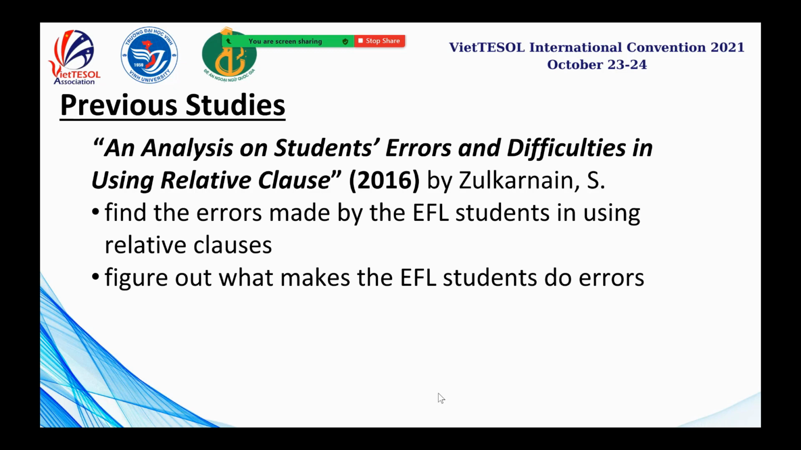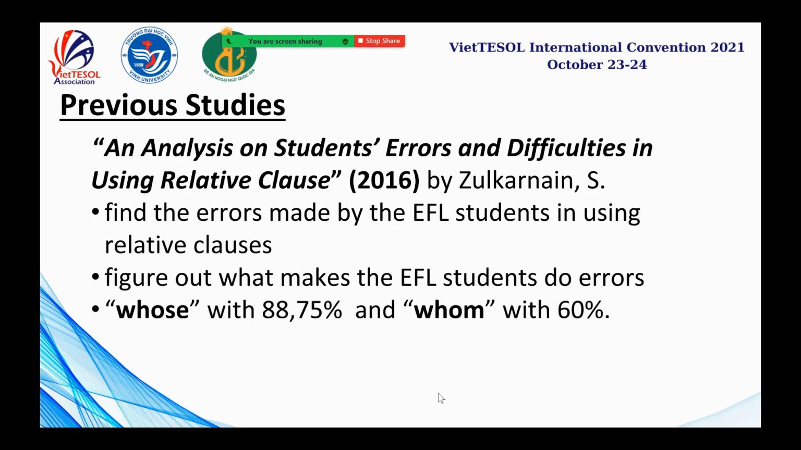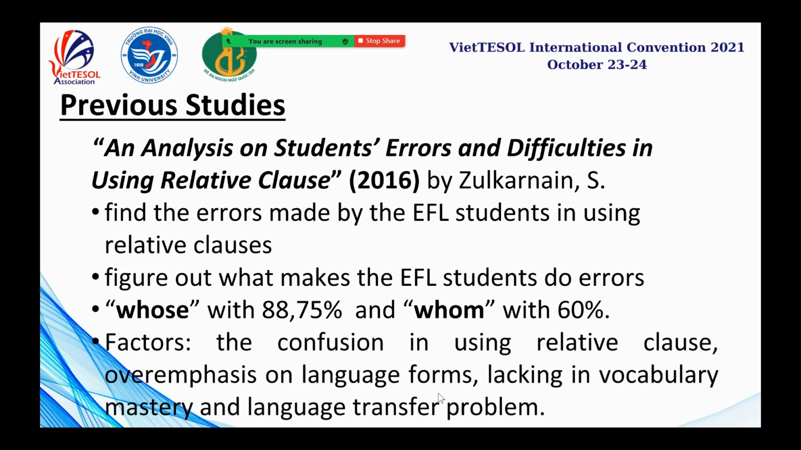He applied the descriptive research design and used simple random sampling to choose the sample of the research. The result of this research showed that the students made most of their errors on the relative pronoun whose with 88.75% and whom with 60%. In terms of the reasons, the factors that make students make errors are confusion in using relative clauses, overemphasis on language forms, lack of vocabulary mastery, and finally language transfer problems.